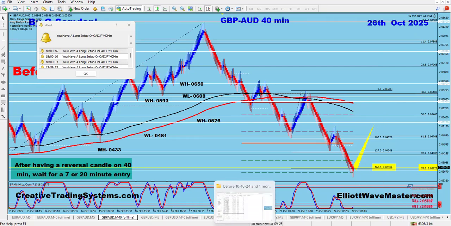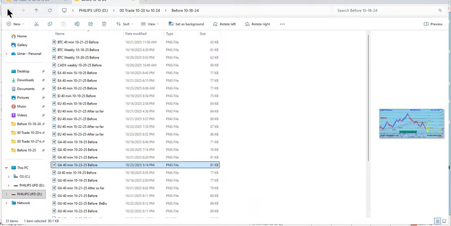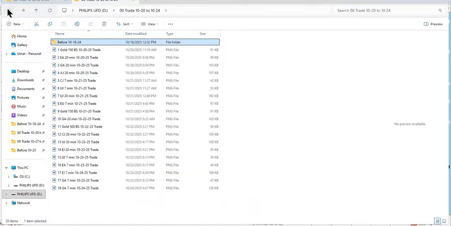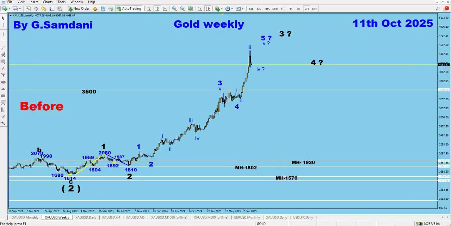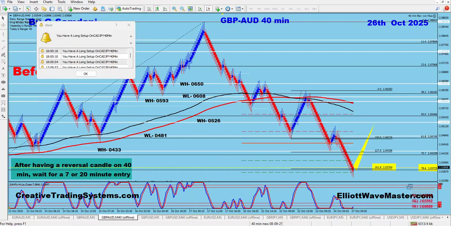The chart I made before, let me just show you. I had this chart made. I think I overwrote that chart. Yeah, I forgot about that. Okay, so that is the current chart right now.